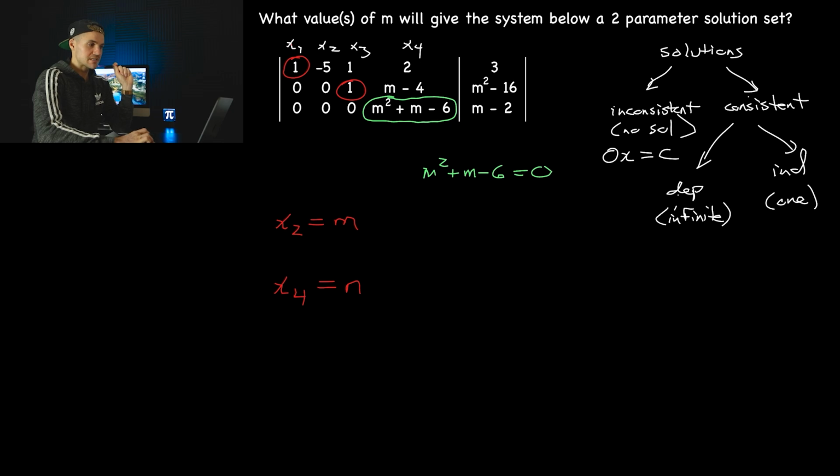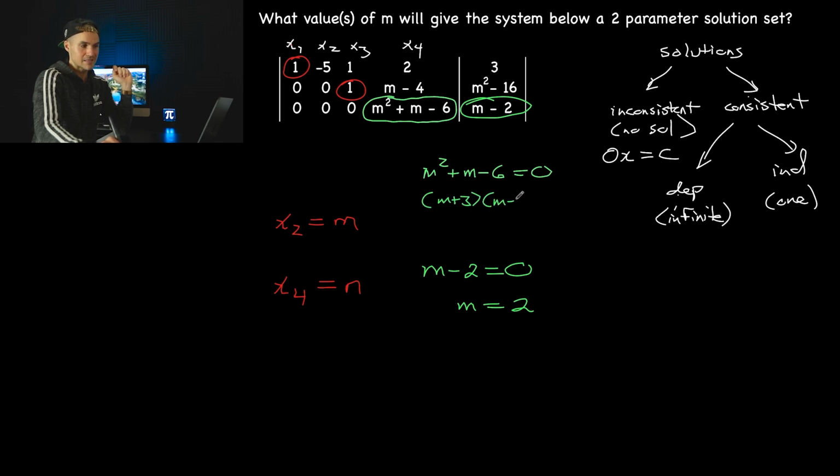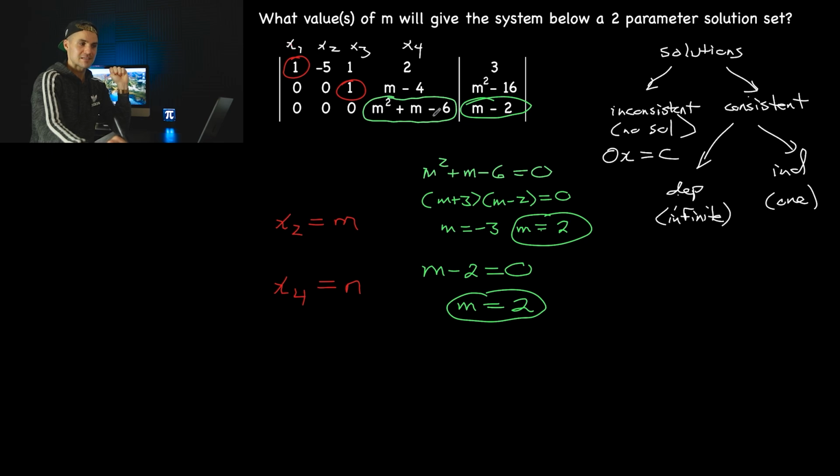Okay, so notice that here, this m minus 2 also has to equal 0. And that's going to happen at an m value of 2. Notice that this here factors into m plus 3 and m minus 2. And so for this quadratic to be 0, it could happen at two different values, -3 or +2. However, we would only use the +2 because we also need this to be 0. And so that's actually the answer to this question, an m value of 2.